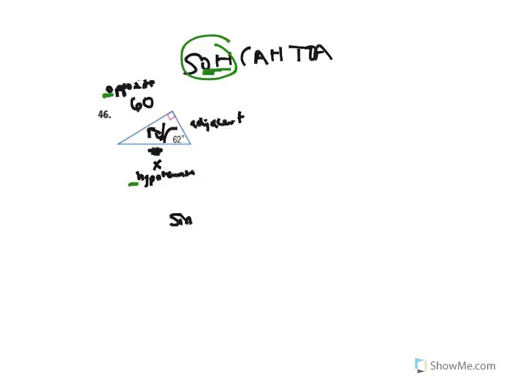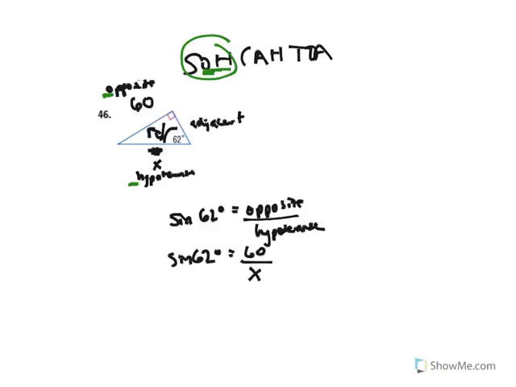So I get the sine of 62 equals opposite over hypotenuse. I substitute my values, and I get the sine of 62 degrees equals 60 over x. The angle is 62, and x is the hypotenuse.